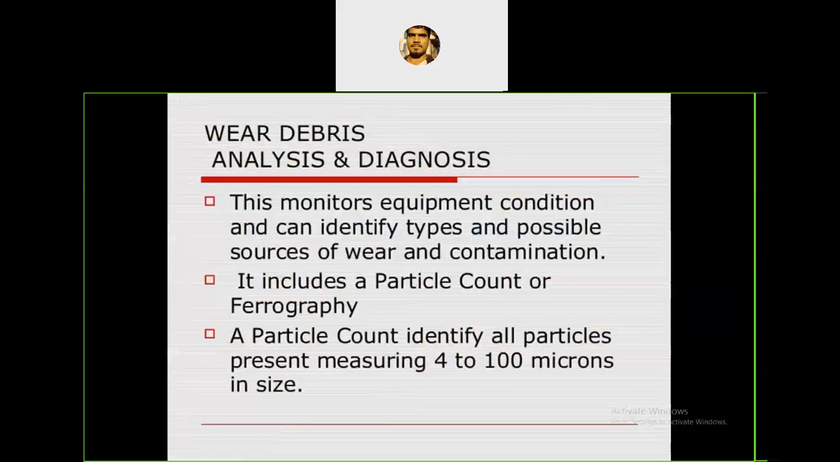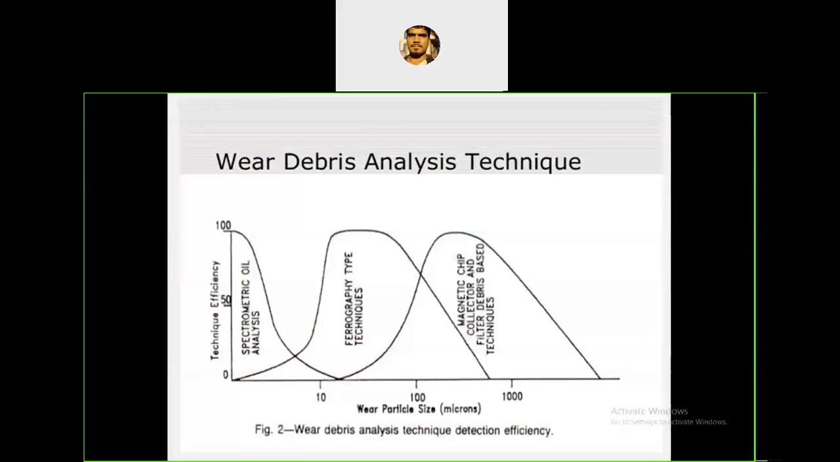And the particle count identifies all particles present measuring 4 to 100 microns in size. It measures particles in the range of 4 to 100 microns, which means even small particles are counted. If particles are lost, indirectly it is wear of the material. So this is the debris analysis technique.